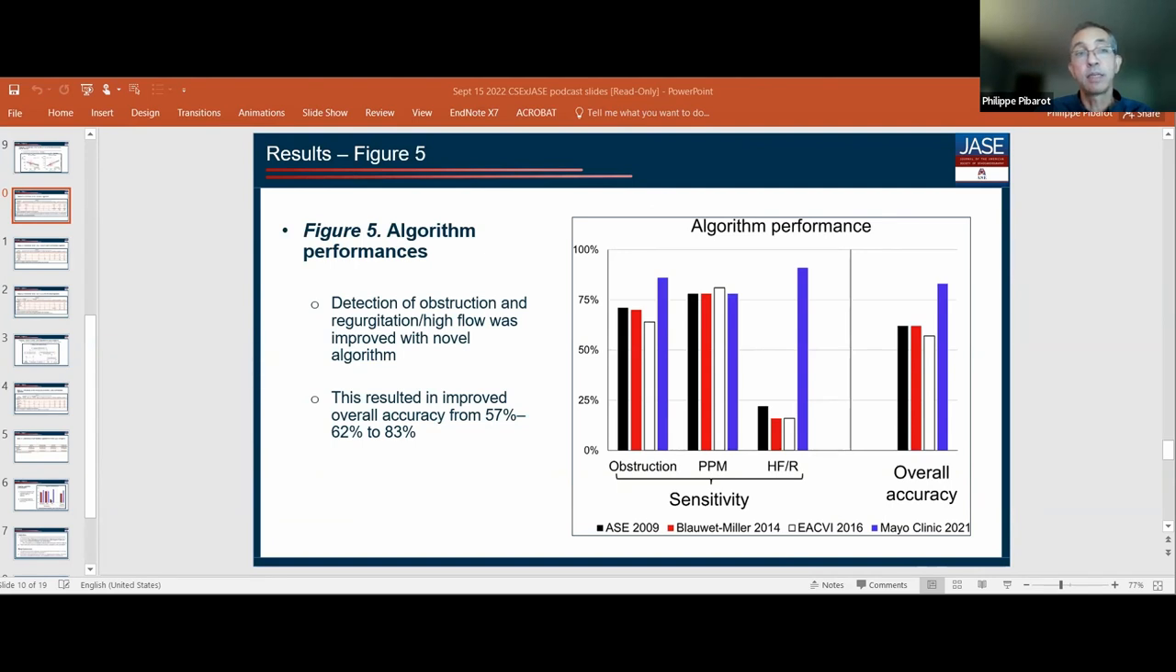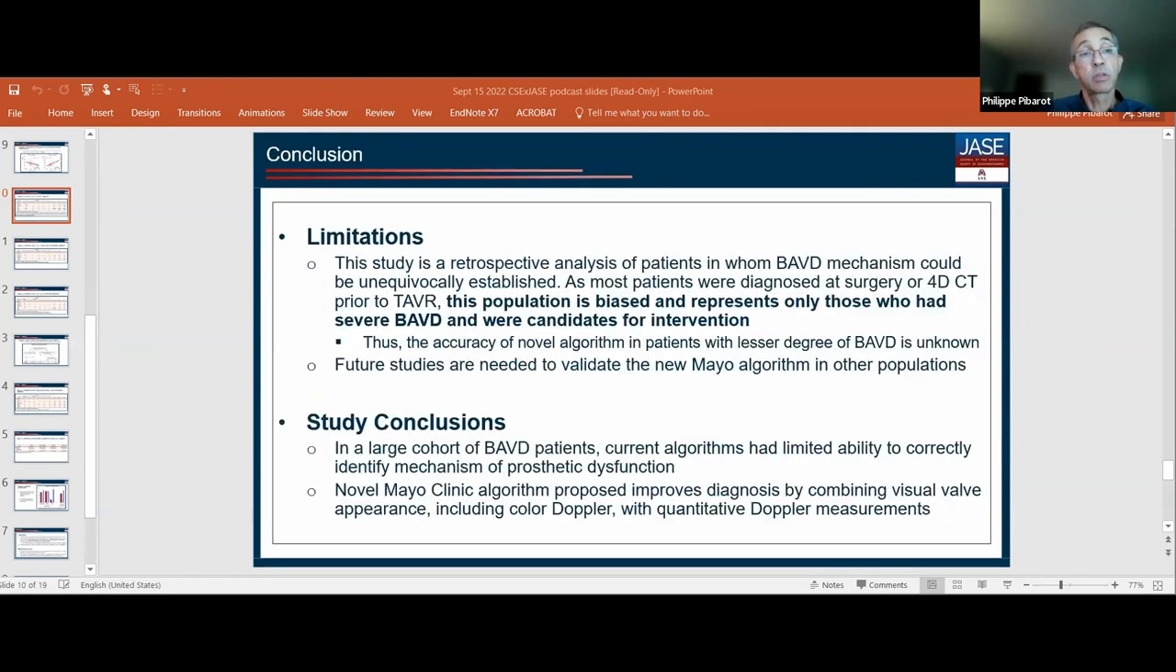And if we look at, again, a summary of the results, the new algorithm is the bluish bars. And we see that for obstruction, we have some good improvement. For high flow regurgitation, also some good improvement. So for all the dysfunctions, we have some improvement. Mismatch, well, similar to all other algorithms, but again, this is maybe the most challenging one. But still the overall accuracy with this new algorithm is a great incremental improvement. And you see that the overall accuracy went from 62% with all the others to 83%. This is rare to have, in terms of diagnostic accuracy, a new tool that improves the accuracy that much. So I think this algorithm has certainly a great future, hopefully.